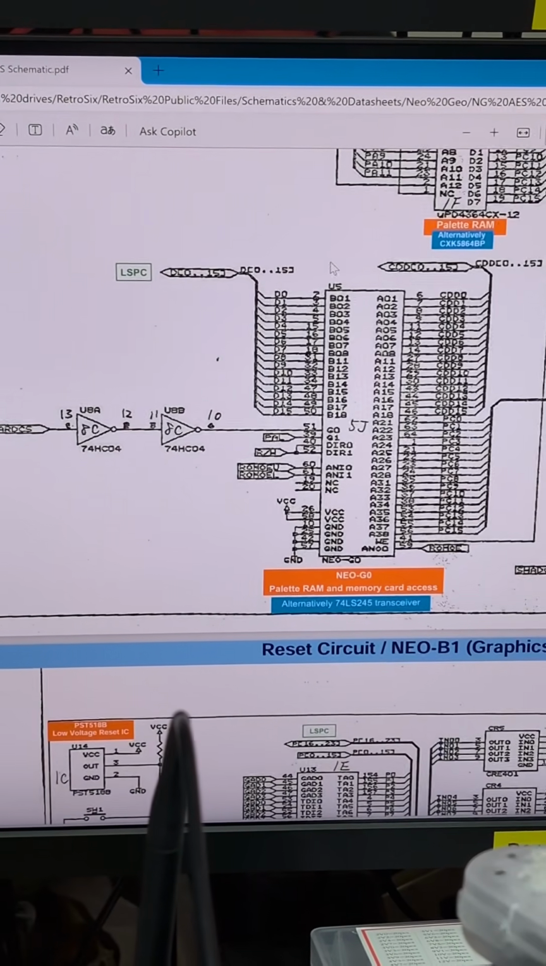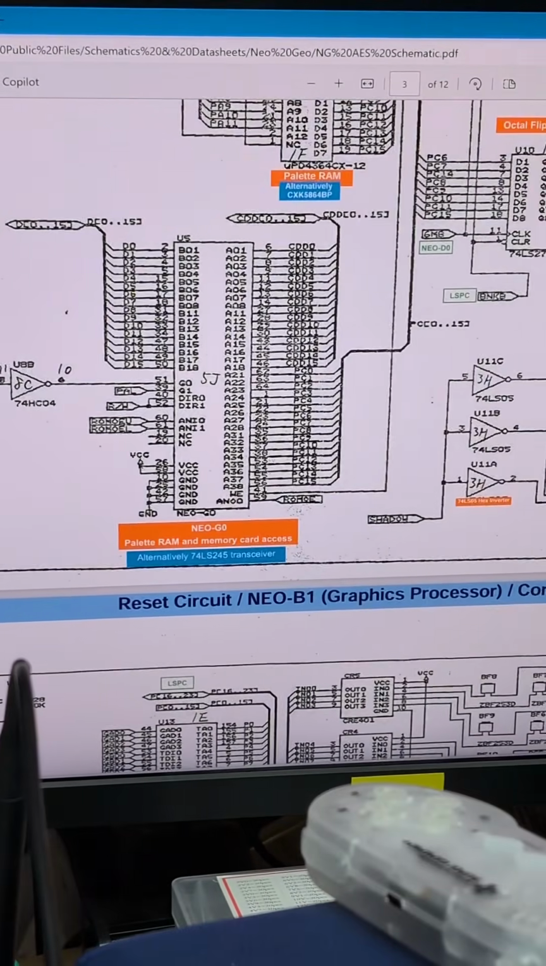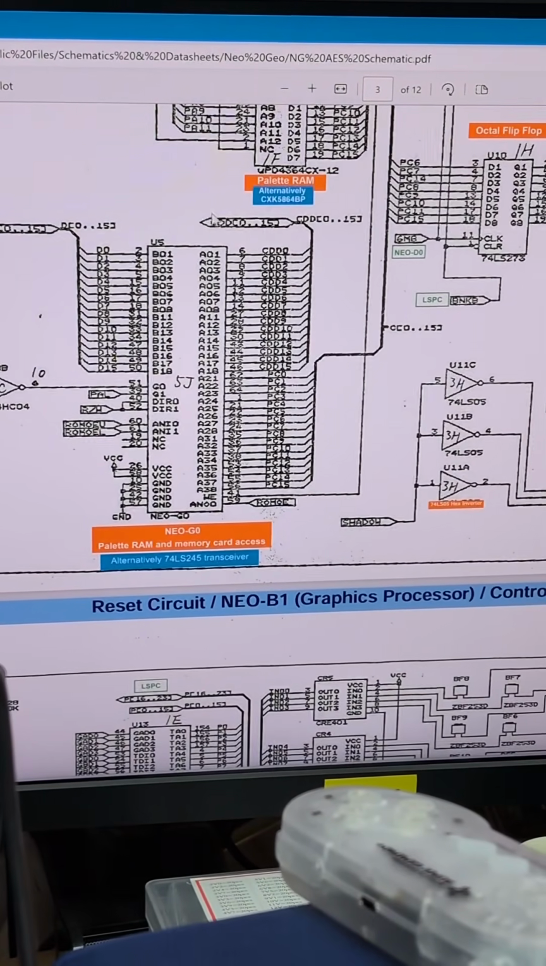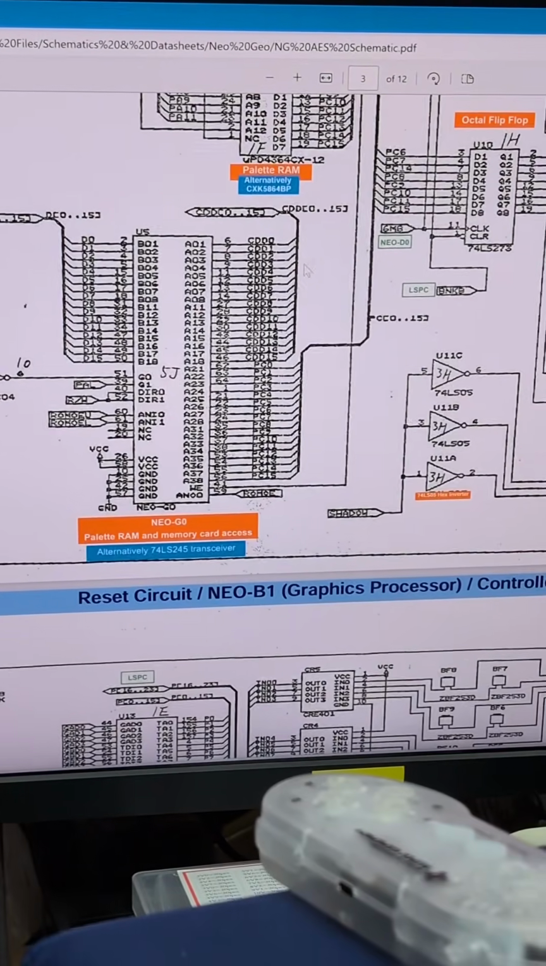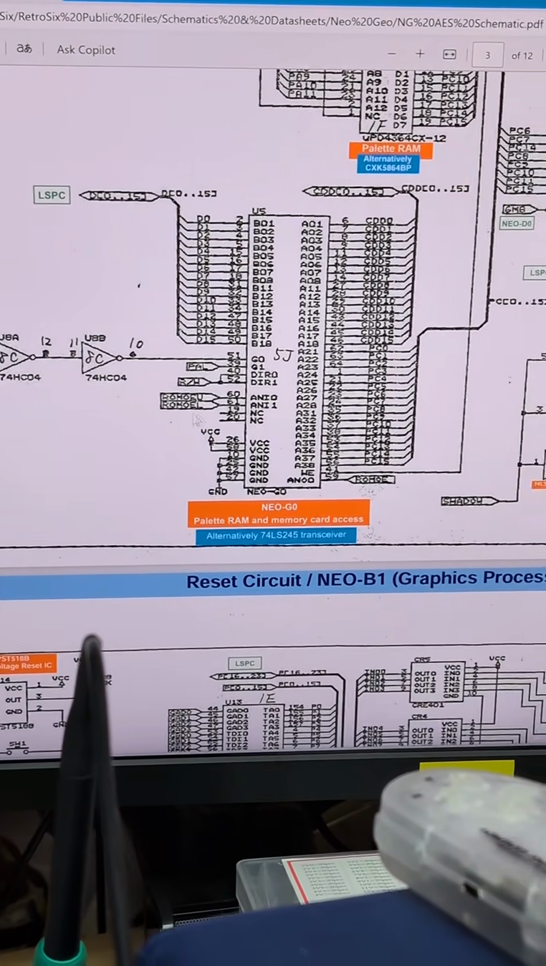So I don't think these pins are going to be important. We've got card access here, that's not going to be important. We've got CDD, which is the card access data pin, so all that lot isn't really important. Then we have some signals like PAL, read write, ROM.